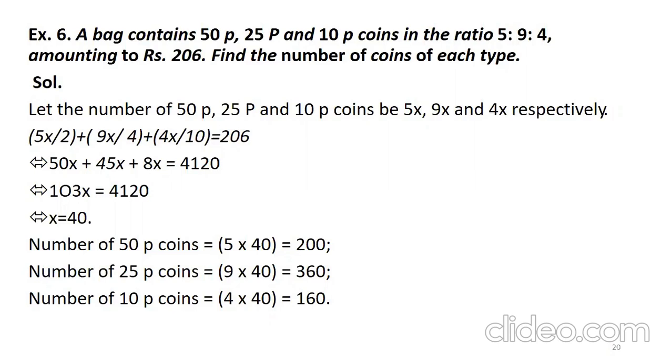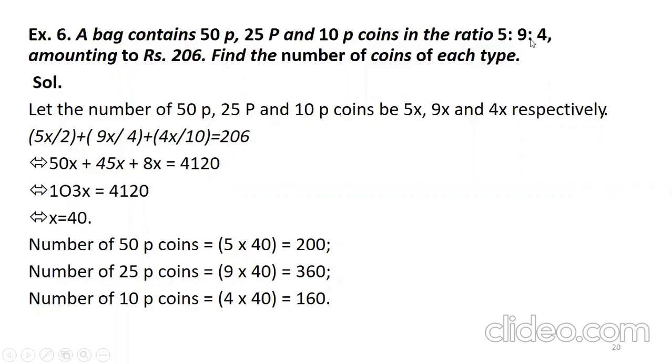is the quantity ratio. So now 50 paise can be written as 0.5 rupees, 25 paise can be written as 0.25 rupees, and 10 paise can be written as 0.1 rupee. That is, totally they are amounting to 206 rupees. Now writing the denomination value. So the ratio, they are in the ratio of 5:9:4.